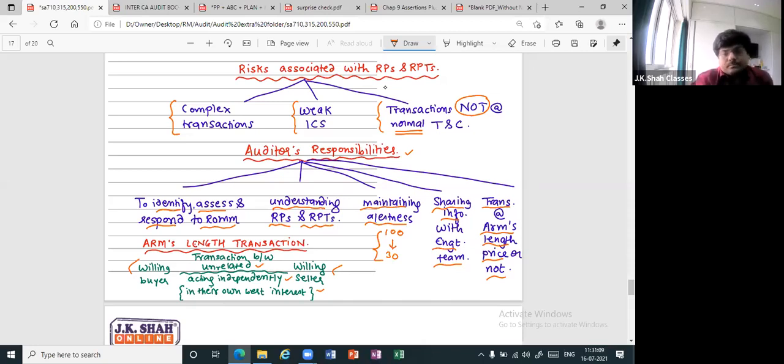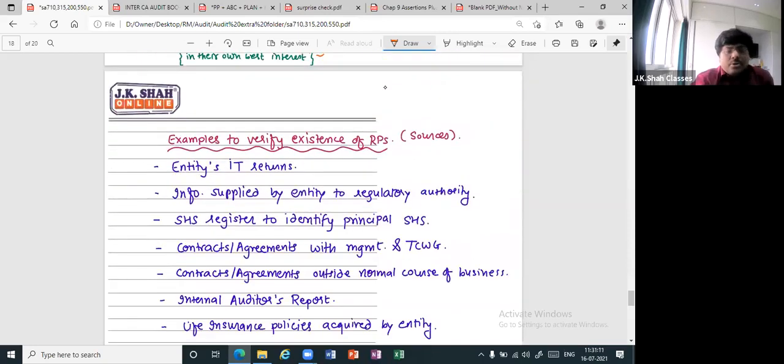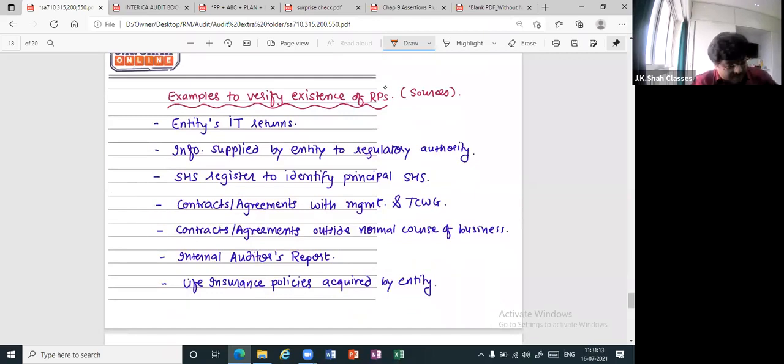All cool? Last part. How do you identify related parties? In other words, what are the sources to verify that there is a related party? A few sources are entities' income tax returns. You will come to know ultimately what the controlling ownership is. So from there, you may get related parties. Information supplied by the entity to the regulatory authority like SEBI. Every now and then you come to know that the major shareholder is so and so.